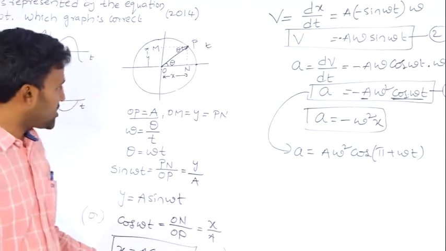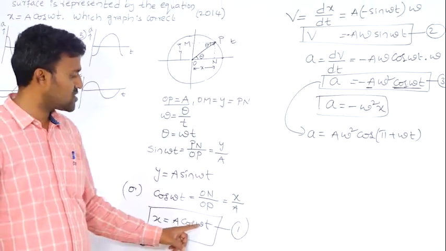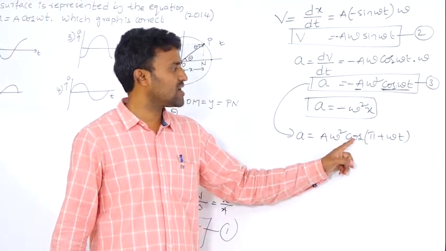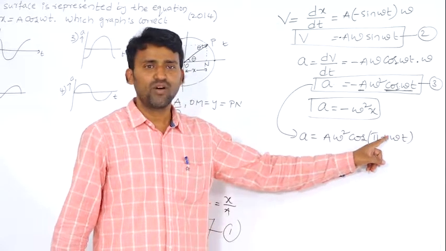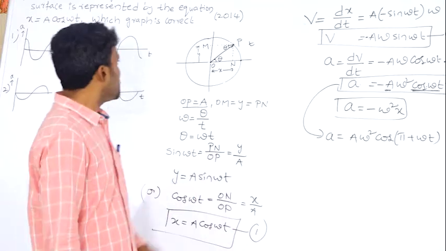So from here to here, what is the phase difference? Here x is equal to A cos omega t. Here a is equal to A omega square cos(180 plus omega t). What is the phase difference between these two? 180 degrees. Now they have given the graph.